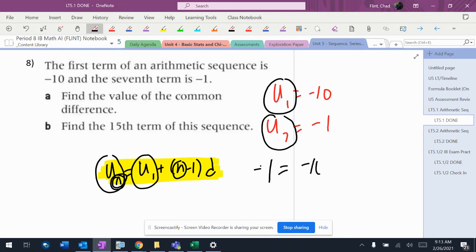u1 is negative 10 plus, and then this is the key right here. This number right here is u7, so that means n is 7. So 7 minus 1 times d. And that is the key right here, this understanding that that is 7. And so what we have to do with that is we just do algebra now.